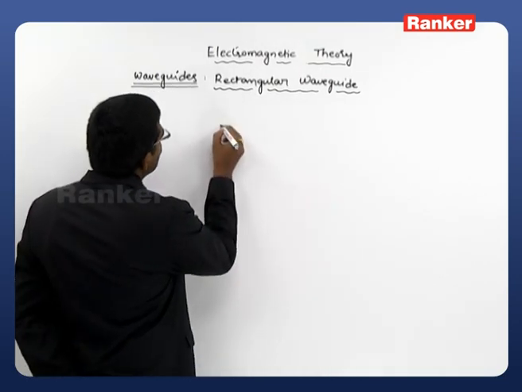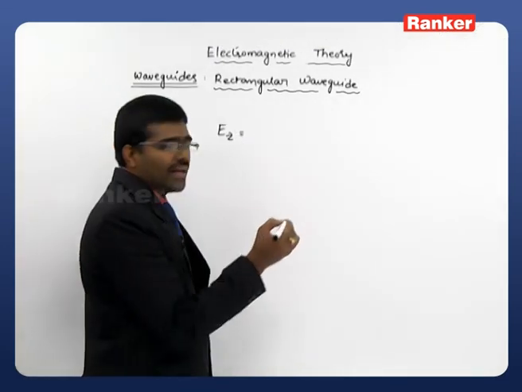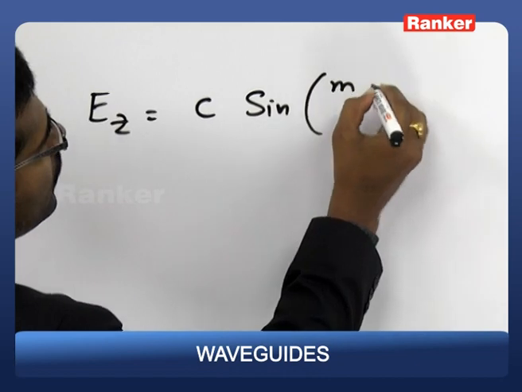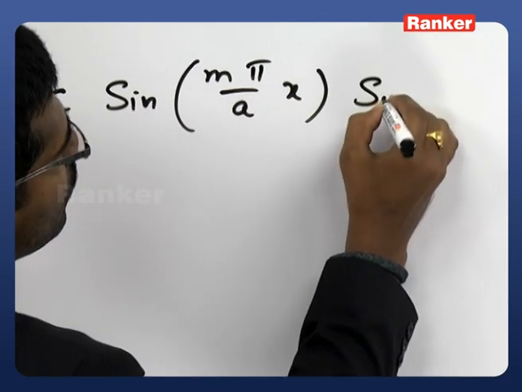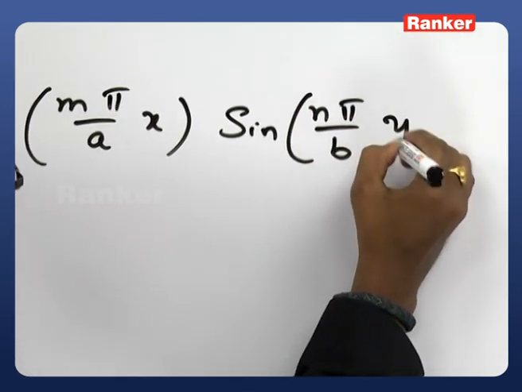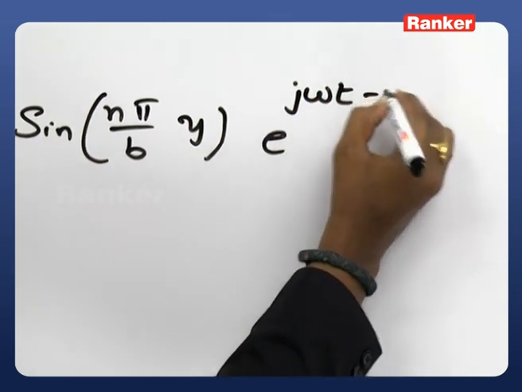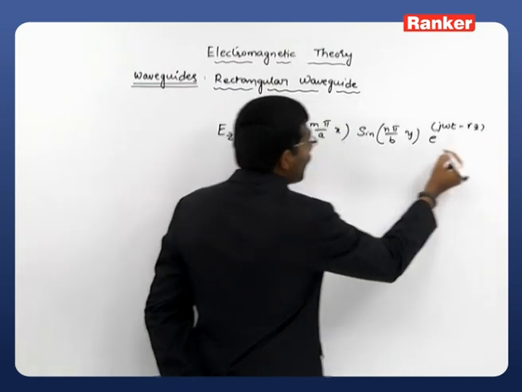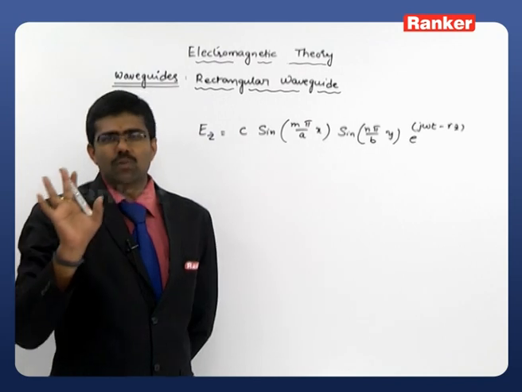So after substituting all those things, the equation of Ez will be like this. C is some constant, sin(m pi by a x) sin(n pi by b y) e power j(omega t minus gamma z). So this is the final equation for Ez. There is no solution after this one. This is the final equation, right?